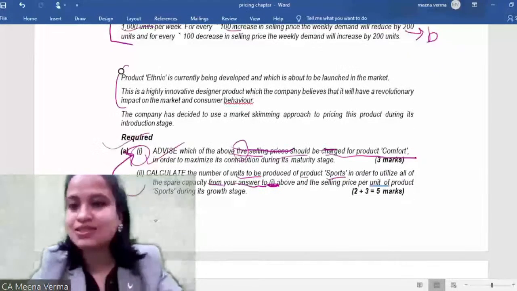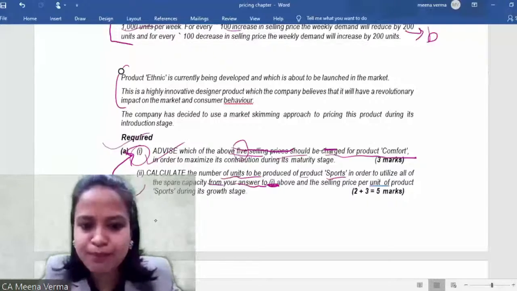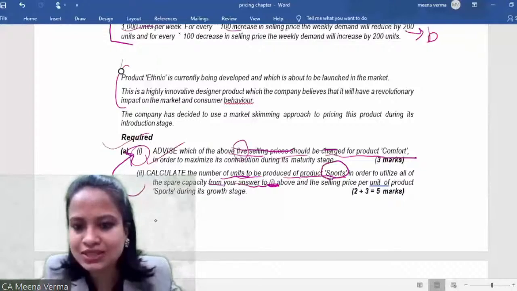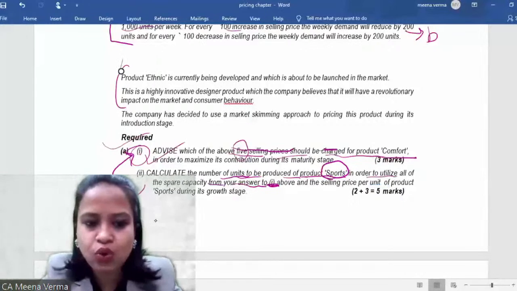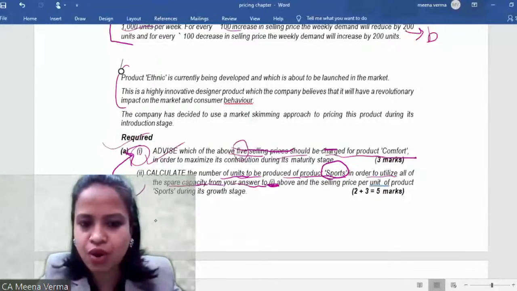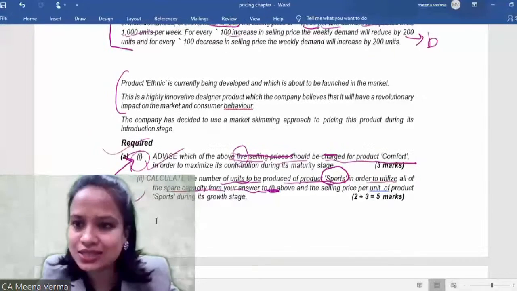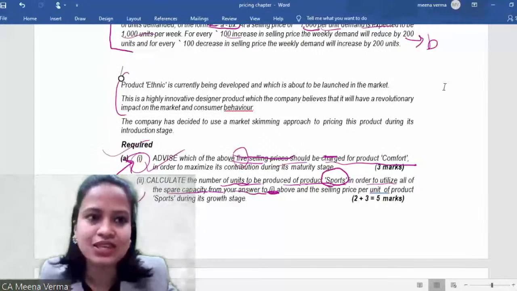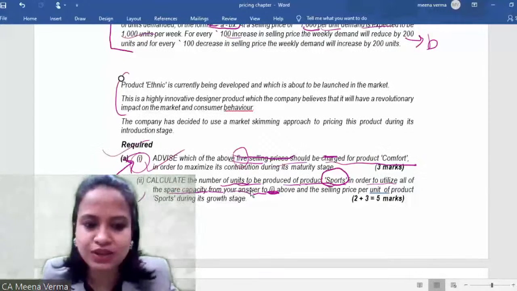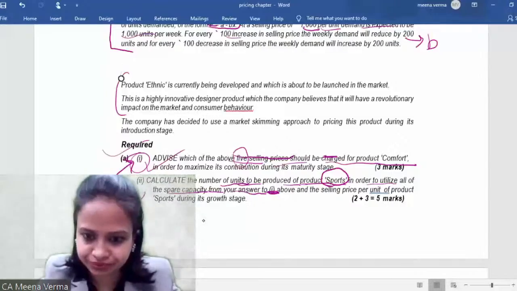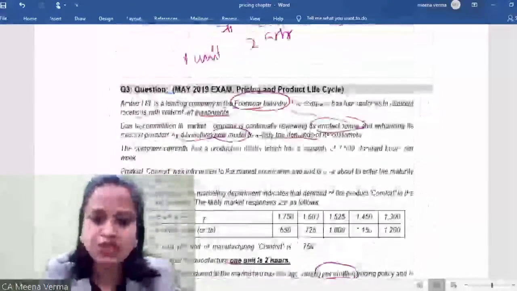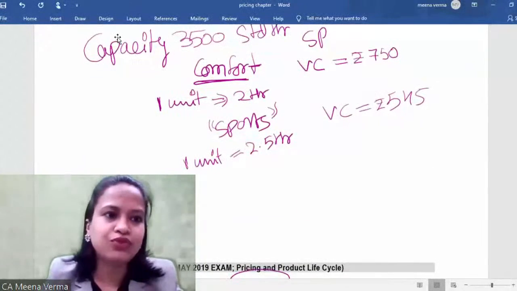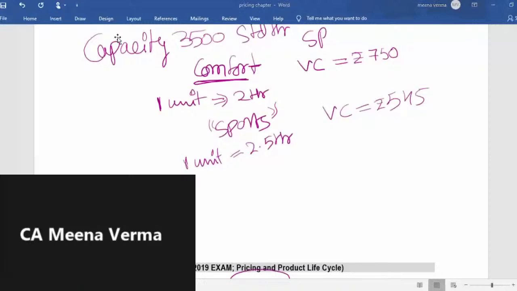Let us read this again. Calculate the number of units to be produced of product sports in order to utilize all the spare capacity from your answer. They are asking you to utilize your spare capacity. Now for this you need to check whether you have spare capacity or not. You have to check whether you have spare capacity or not.